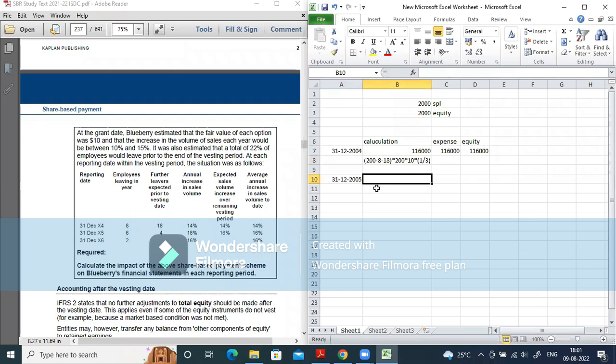So what will be the computation for 31st December 2005? 200. In that, in the first year, how many left? 8. Then in the second year, we are expecting that 6 employees are going to leave. Then next year, we are expecting 4. So 200 minus 8 minus 6 minus 4, into how many share options will they get for 2005? Because the annual sales increase is 18%. Very good, 300. If it is more than 15%, it means 300.